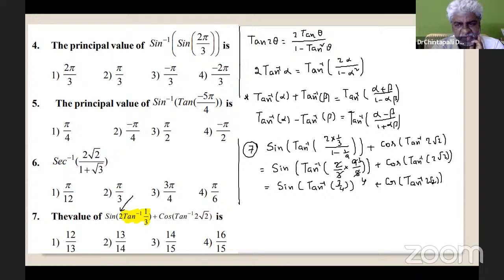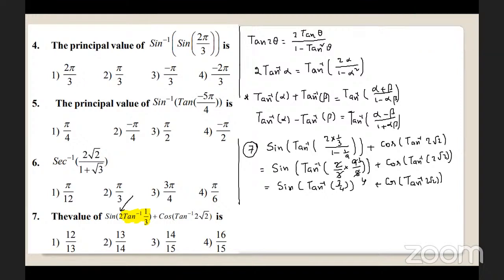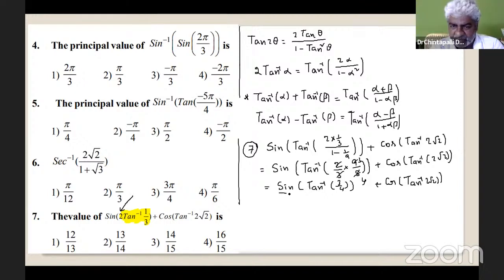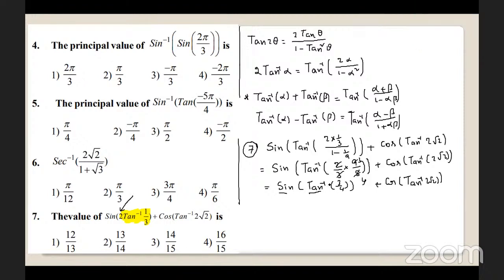Even if the values are in their domain, we cannot cancel them because one is sine and the other is tan inverse. We can cancel only if the two functions are the same. Here, these two functions are not the same. That's why we cannot cancel, even if the values are in their domain. Now, how to do this?